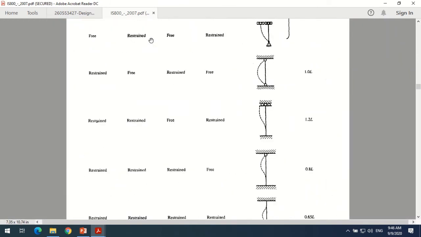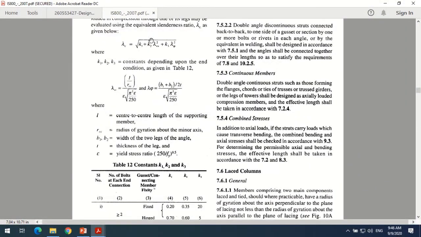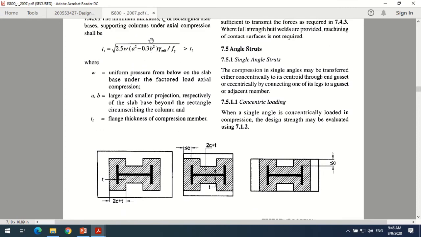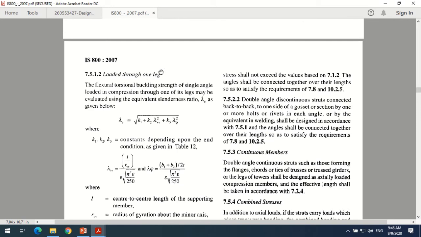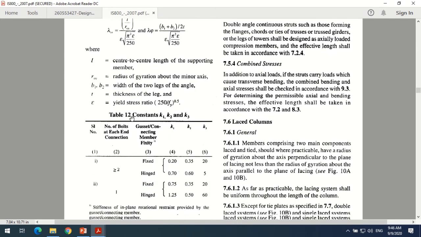Now, in case of members composed of single angle sections, I said we have to provide single angle sections for the members within the truss. There it will be a case of eccentrically loaded connections, angle struts within the truss. These have to be designed as eccentrically loaded members, loaded through one leg only. So in this case, instead of the non-dimensional slenderness ratio lambda, we'll go ahead with the equivalent slenderness ratio lambda e. Lambda e is given by this expression, root of k1 plus k2 into lambda vv squared plus k3 into lambda phi squared. K1, k2, k3 are constants depending on the end connection, which are mentioned in table 12.